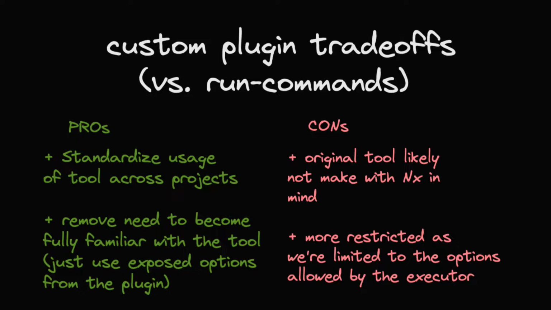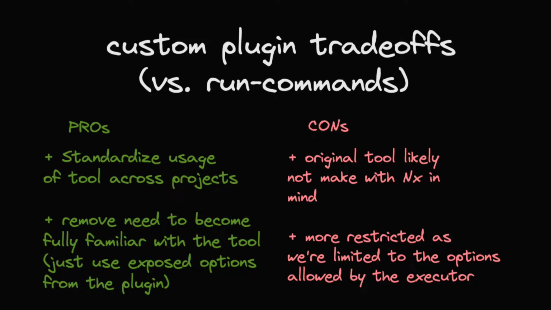In the pros column for custom executors is that it allows us to standardize the way we'll use Playwright across our NX workspace, and it helps encapsulate knowledge of how to configure Playwright. In the custom executor scenario, one engineer needs to understand how Playwright gets configured, and everyone else can just use the exposed options of the Playwright executor to work with it.